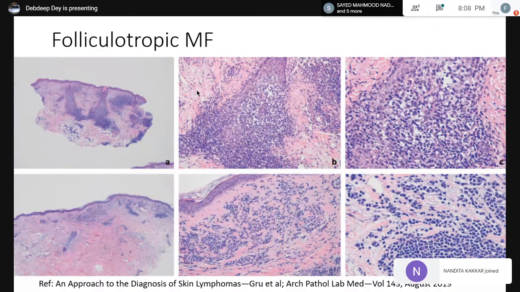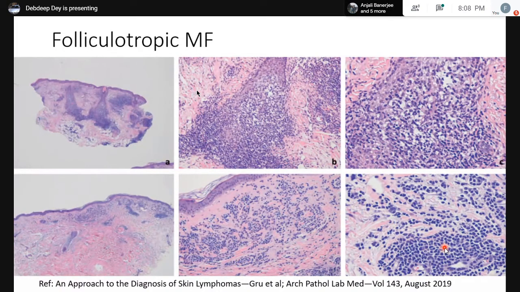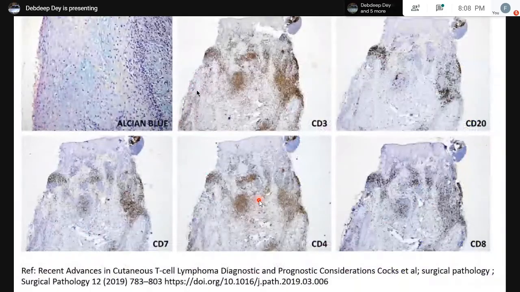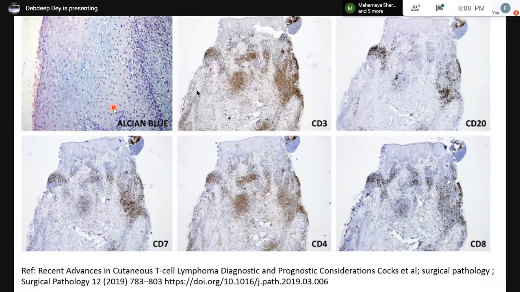At high power, the lymphoid cells are irregular, have irregular hyperchromatic nuclei, some in the dermis. So you have to pick it up on morphology that something is not right here. And then you do your Alcian blue, which shows the mucin. Then there is CD3 positivity with a few scattered CD20 positive cells. There is partial loss of CD7, then CD4 is positive, and then there is some loss of CD8.